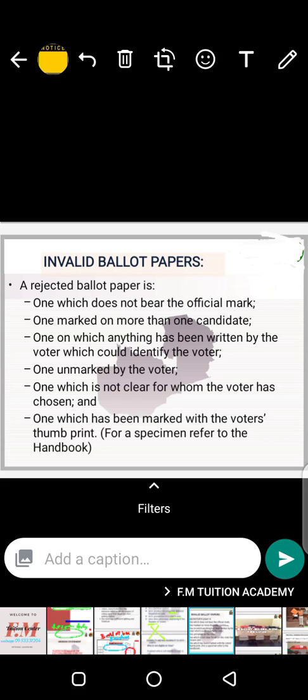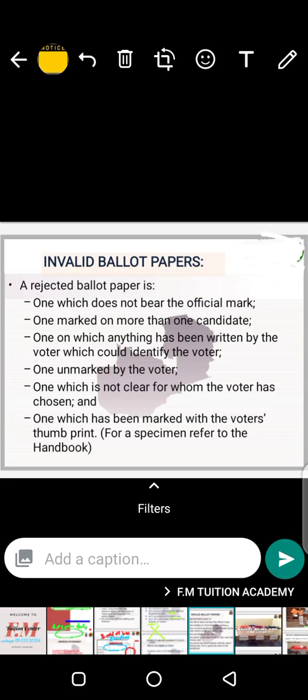Okay. Now, ballot papers. These are the papers that you put in ballot boxes. Okay. So, a ballot paper is considered invalid or is rejected when it does not bear the official mark. So each ballot paper should have an official mark that has been stamped on it. Once a ballot paper has no official mark that has been stamped on it, like for example, the way people put a stamp. So each ballot paper should have the official mark, the stamp. Once it doesn't have the official mark, it is rejected. That is one.